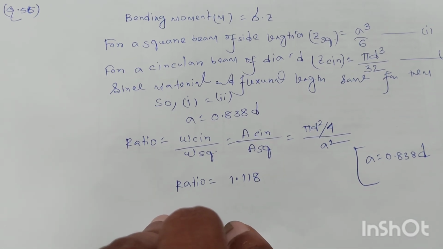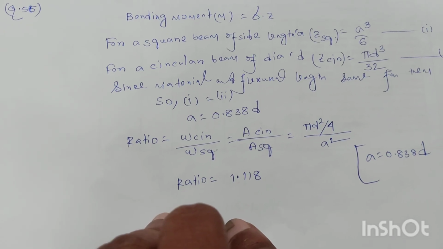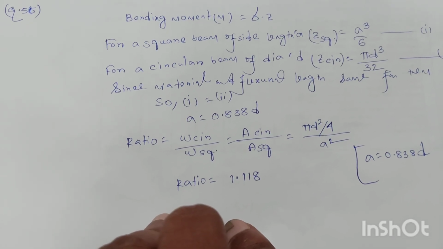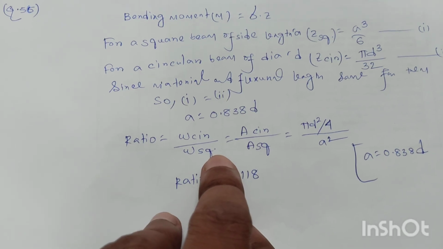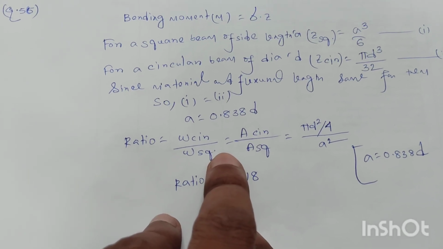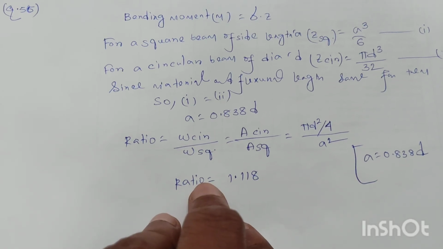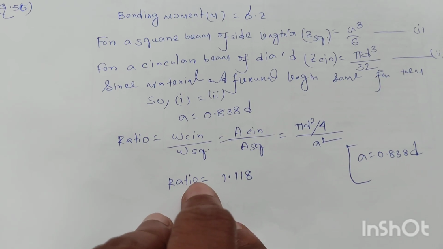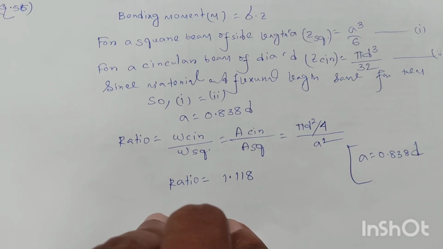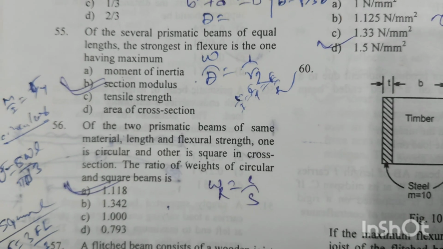Now if we take the ratio of the weight of the circular cross sectional beam divided by the weight of the square sectional beam, it will be equal to the area of the circular beam divided by the area of the square beam, equal to pi d square by 4 divided by A square. And we know the value of A equals 0.838 d as we got earlier. Then the ratio will become 1.118. Option A is the right answer.